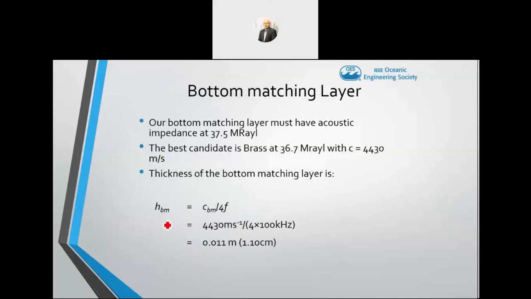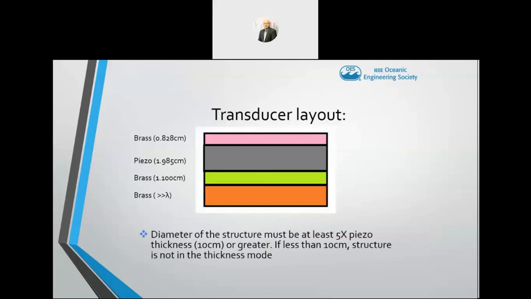So for a bottom matching layer, after determining the acoustic impedance of your matching layer, next, of course, is to determine the thickness of your matching layer. Again, we are using the same formula, and we found that the thickness of the Cornell material should be 1.1 centimeter. So finally, this is our transducer. This is our piezo, at a thickness of nearly 2 centimeters. This is our first matching layer, a brass at a thickness of 1.1 centimeters.